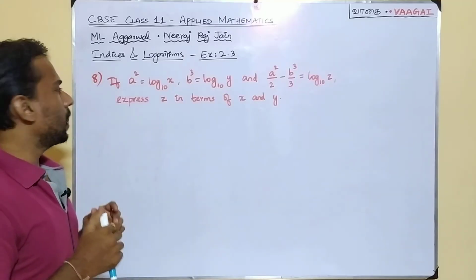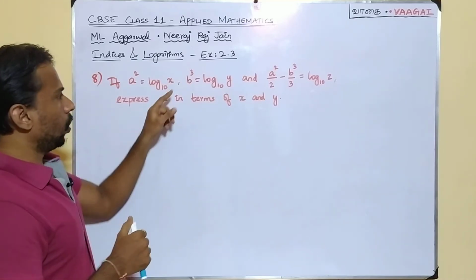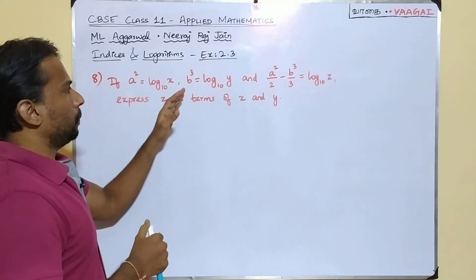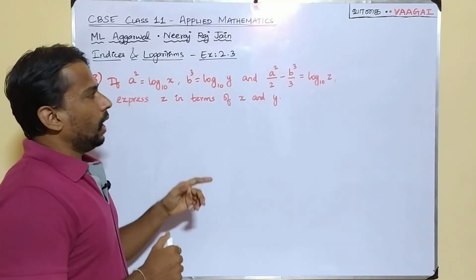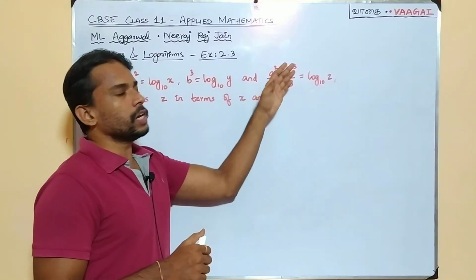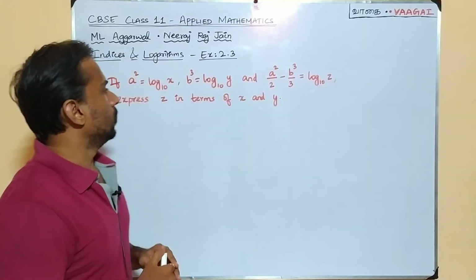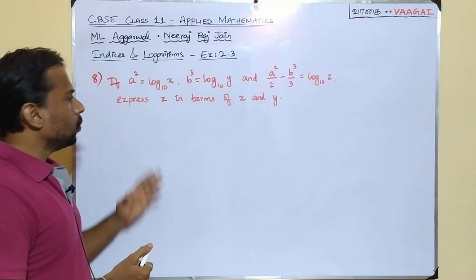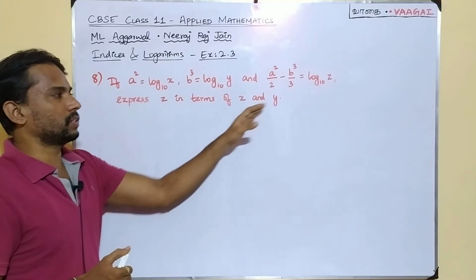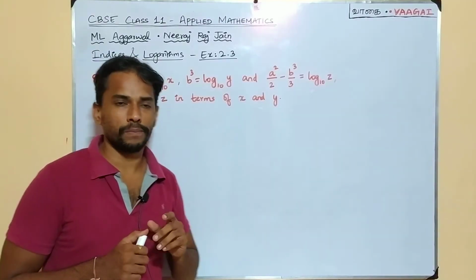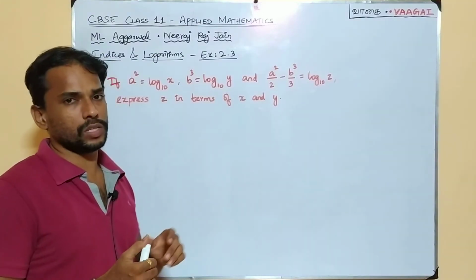Next we have question number 8 with us. Here our question is, if a square is equal to log x to the base 10 and b cube is equal to log y to the base 10 and a square by 2 minus b cube by 3 is equal to log z to the base 10, then we have to do something. What we are asked to do here is express z in terms of x and y. This is going to be the question. Okay, again, it's not going to be a very complicated, very tough question.